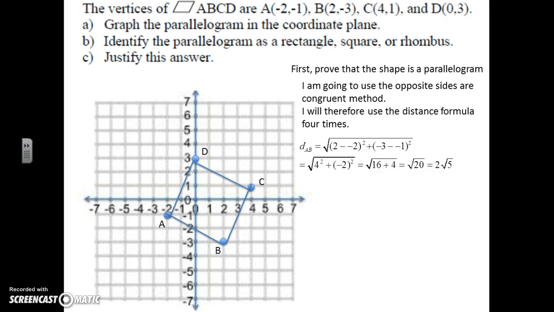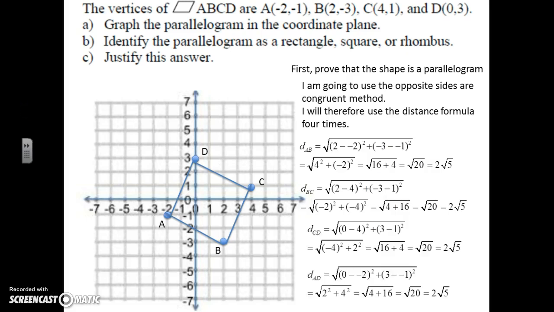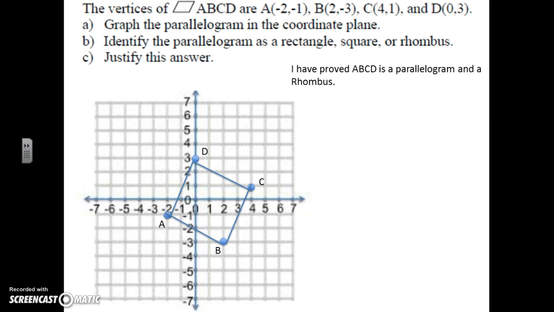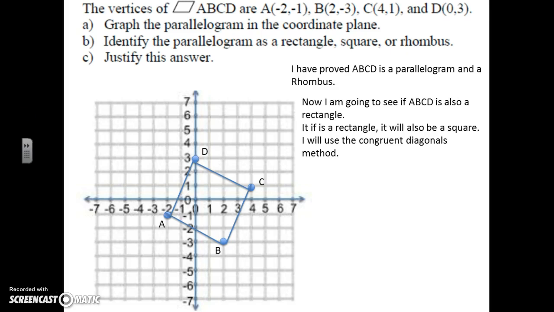I found the distance of AB using the distance formula, the distance of BC, distance of CD, and the distance of AD. And we're in luck because all of those sides are congruent. Because my opposite sides are congruent, ABCD is a parallelogram. That's great, but I can actually get more information out of this. Because all of the sides are congruent, ABCD must be a rhombus. So I've already proven 2 of my 3 things to get this thing to be a square. So let's go on. Now, I have proved ABCD is a parallelogram and a rhombus. I am now going to see if ABCD is also a rectangle.